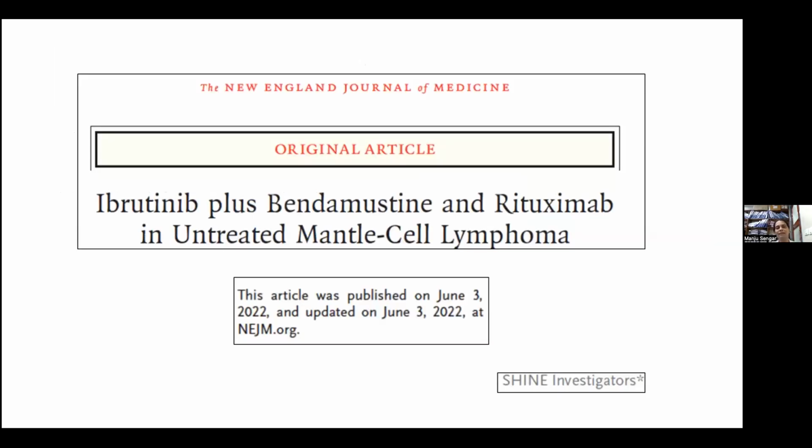So let's move to our article and see how we do the critical appraisal. Our article is ibrutinib plus bendamustine and rituximab in untreated mantle cell lymphoma, also called the SHINE study, published on June 3rd, 2022 in the New England Journal of Medicine.